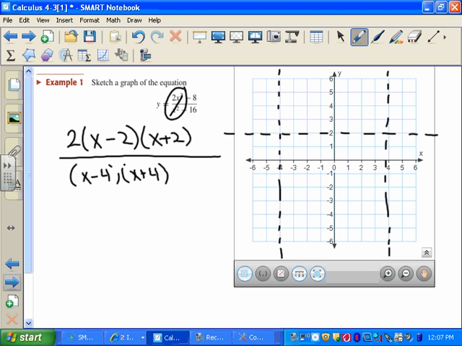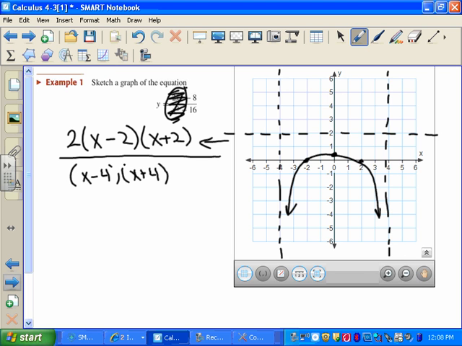And then what I'm going to do is I'm going to set my x equal to 0. So I'm going to pretend like this isn't here. And I get negative 8 over negative 16, which is 1/2. Now I'm going to look at my numerator to find my zeros. So negative 2 and 2. So in the middle, I'm going to go something like that.